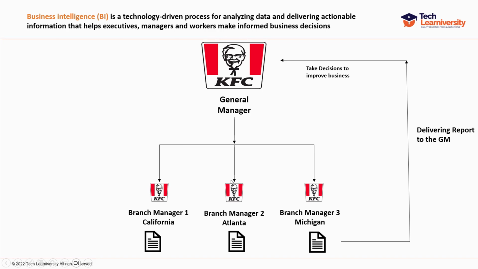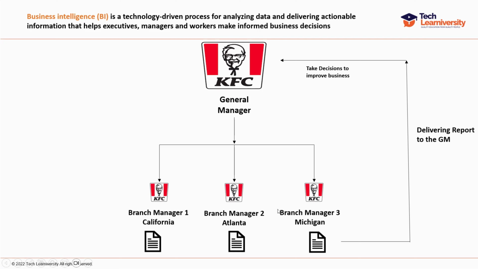Now how will they share this information with him? They just can't say, hey, our business is going so well, you don't have to worry about anything. That is not how communication happens in the business world. If you want to communicate with your senior people or manager, you need to create certain reports so that he will understand how exactly the business is going, whether we are facing profit or loss. Branch managers need to share that information with the general manager.